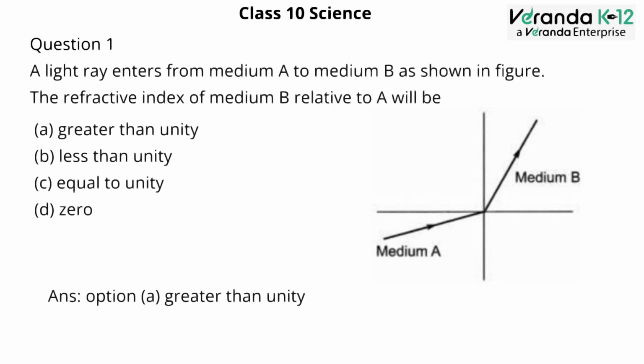The correct answer is option A greater than unity. Since light rays in medium A go towards normal, it has greater refractive index and lesser velocity with respect to medium A. So, the refractive index of medium B with respect to medium A is greater than unity.